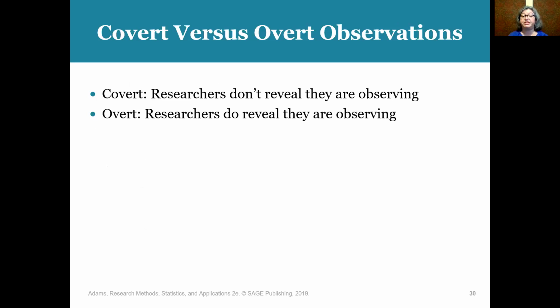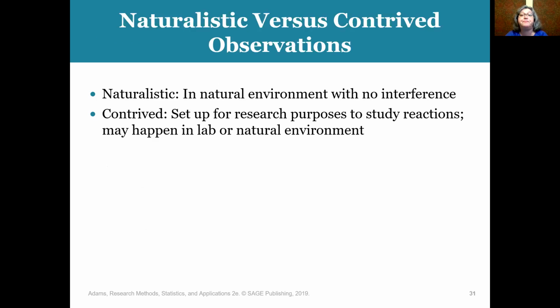When we're doing observational research, sometimes we're doing it covertly and sometimes overtly. In covert observation, we don't tell the participants that they're being observed. In overt observation, the researchers reveal that they are observing. Naturalistic observation is happening in the natural environment. There's no intrusion, there's no interference.